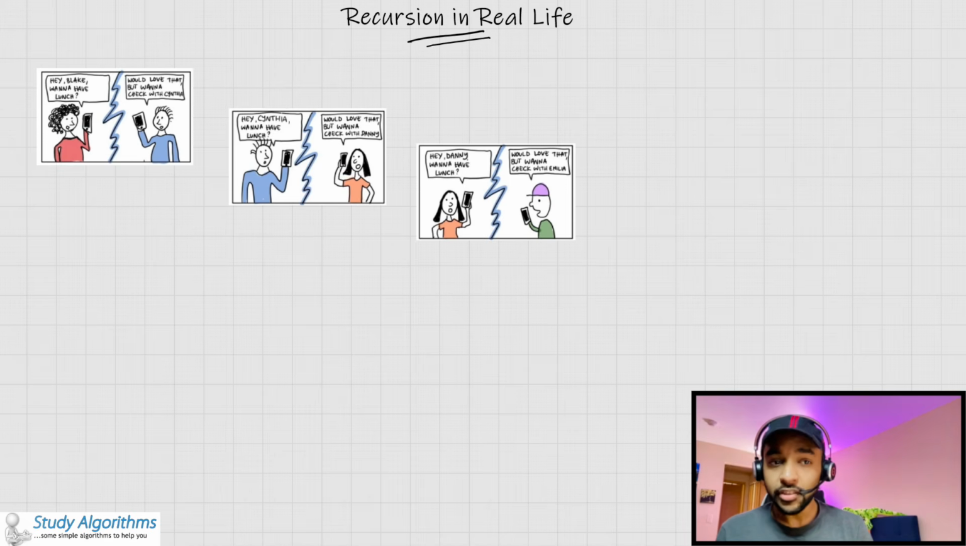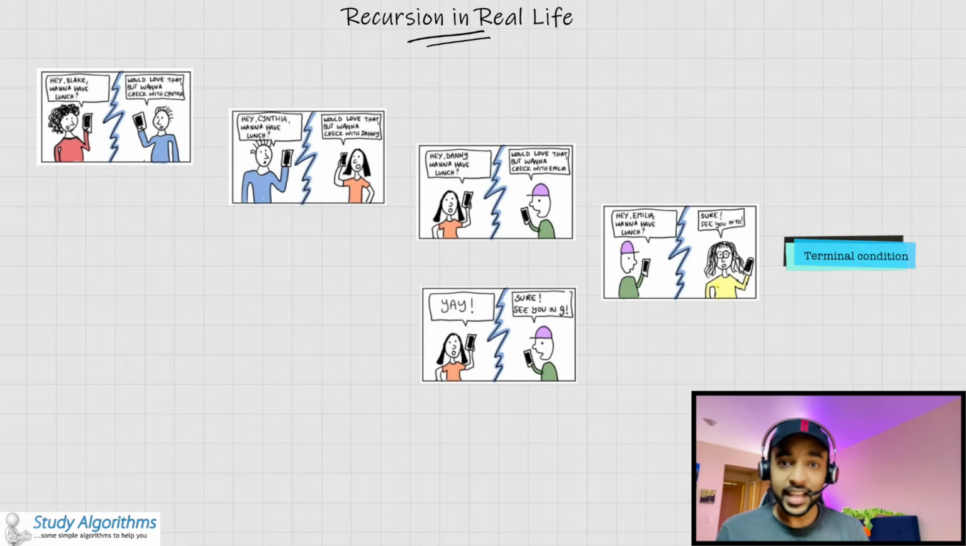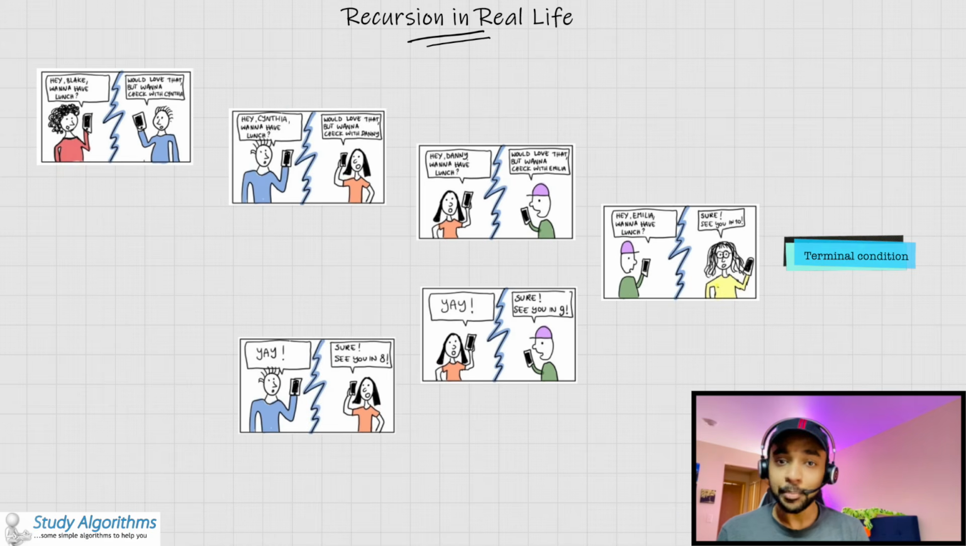Do you see the repetitive, or I would say the recursive pattern over here? Danny replies that she would want to, but she wants to check with Emilia. Finally, Danny asks, hey Emilia, want to go for lunch? Emilia does not want to ask anyone and she readily agrees to meet. This is the terminal condition which I was talking about a couple of minutes ago. And this will help to eventually solve the problem. Since Emilia agrees, Danny is happy and he agrees. Since Danny agrees, Cynthia is happy and she agrees.